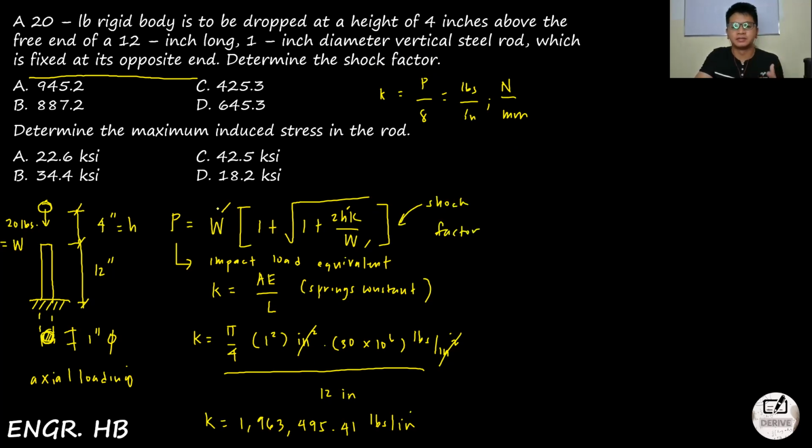Kung tutuusin, kung isusulat ko to ng maikli, ang sabi, P is equal to W multiplied by the shock factor. Okay? So ibig sabihin, si P, ang impact load equivalent is equal to weight nung babagsak times sa shock factor. Ibig sabihin, si shock factor ang magde-determine how much the 20 pounds here will change. So makikita natin mamaya.